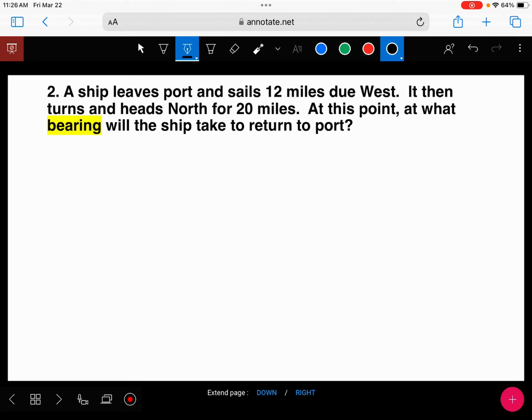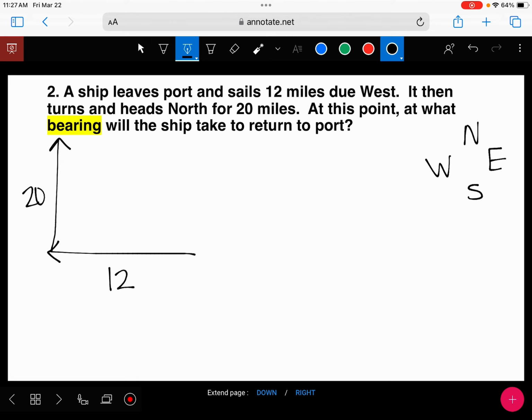So it says a ship leaves port and sails. So I gotta put my never eat soggy waffles here, so this helps me with my diagram. All right, a ship leaves port and sails 12 miles to the west. Then it turns and heads north for 20 miles. So we went west first, this way, for 12 miles. And then it went north for 20 miles.